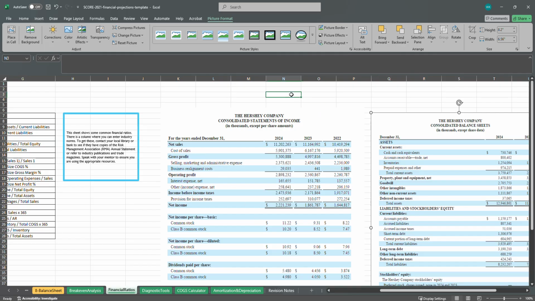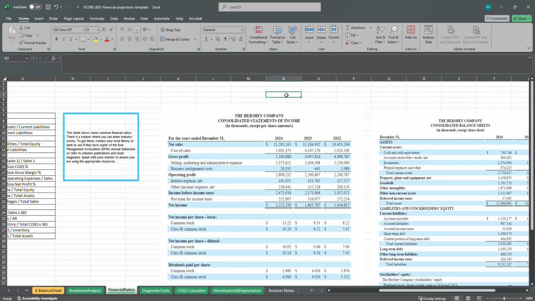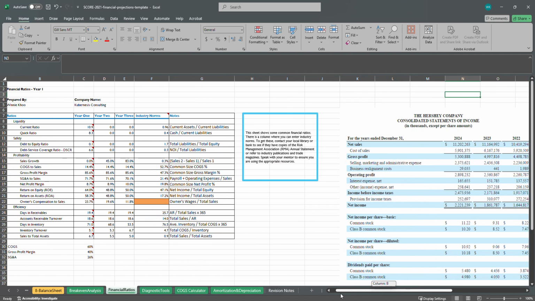We can see that Hershey's is a huge company. The income statement here is in the thousands, so if you add 3 zeros, Hershey's net income is $2 billion. They're a multi-billion-dollar brand. But the good thing about the financial ratios is that they're relative to size, so I can still make a comparison based on the ratios.